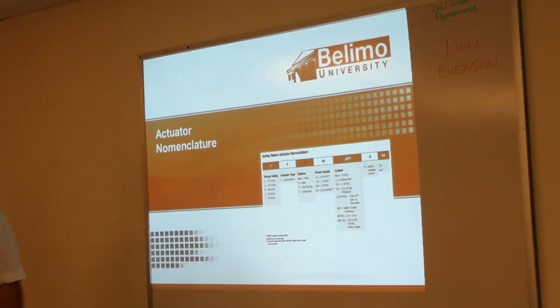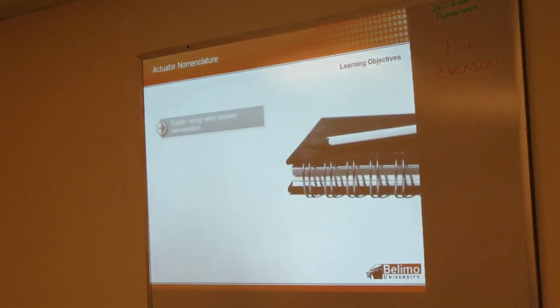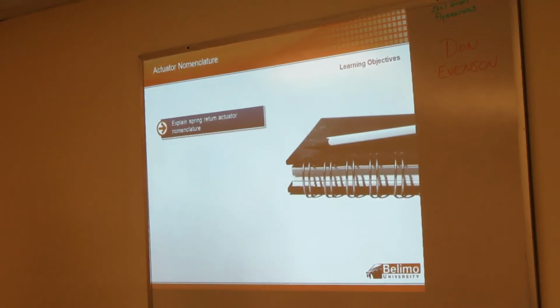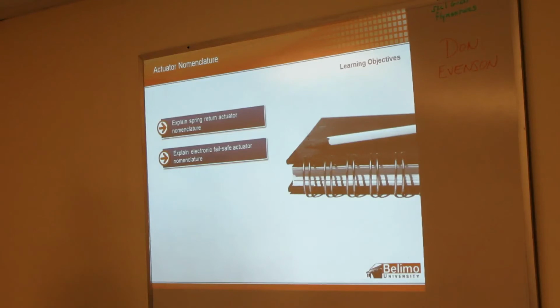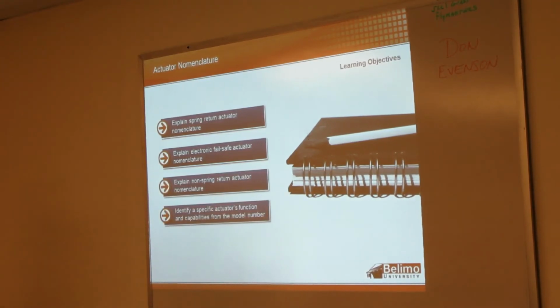Okay, well now we're talking about the Belimo actuator nomenclature. So what do the part numbers mean? And one thing I'll point out is in these guides, somewhere in the first few pages, you'll see a breakdown in every section of what the part numbers mean. So it is a nice setup. I think everything's great about this catalog. Now there's things I'd like to see change, but that is one thing that is very nice, that you can look in each section of the catalog and see what your part numbers mean. So we'll talk about the spring return nomenclature, electronic fail-safe, non-spring, and how to identify the functions and features of an actuator based on its part number.